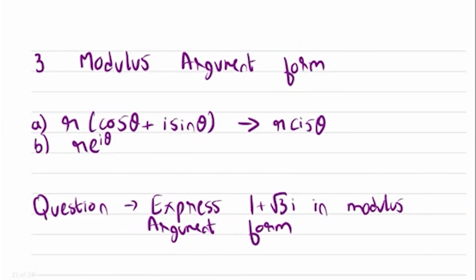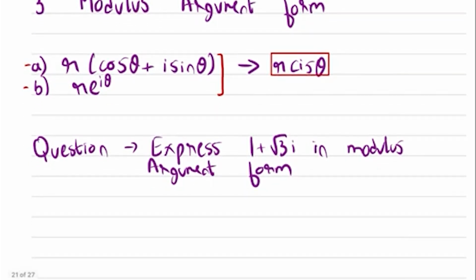Now comes modulus argument form. It has two forms. The first form is r cos theta plus i sin theta. To memorize this, you can use the word r cis theta. And the other form is r e^(i theta). Examiner will either ask you to write in modulus argument form, or he will give you the modulus and argument and ask you to find the complex number, or he will give the form he wants, either this one or this one. Got this?